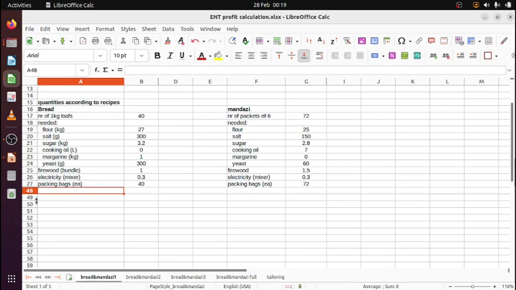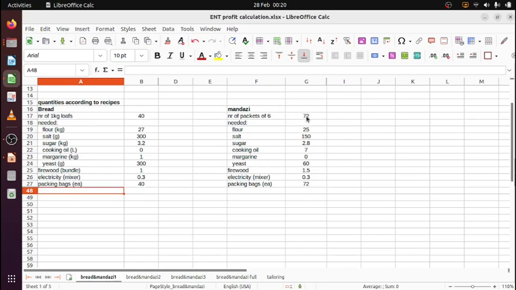The first step is that you have to know your recipes, of course. You have to know what ingredients are needed to make, for instance, 40 loaves of bread, 1 kg loaves. This is not very random, but you might discuss this. But this is what I approximately need: 27 kg of flour, some salt, firewood, 1 bundle, electricity for the mixer, and packing bags.